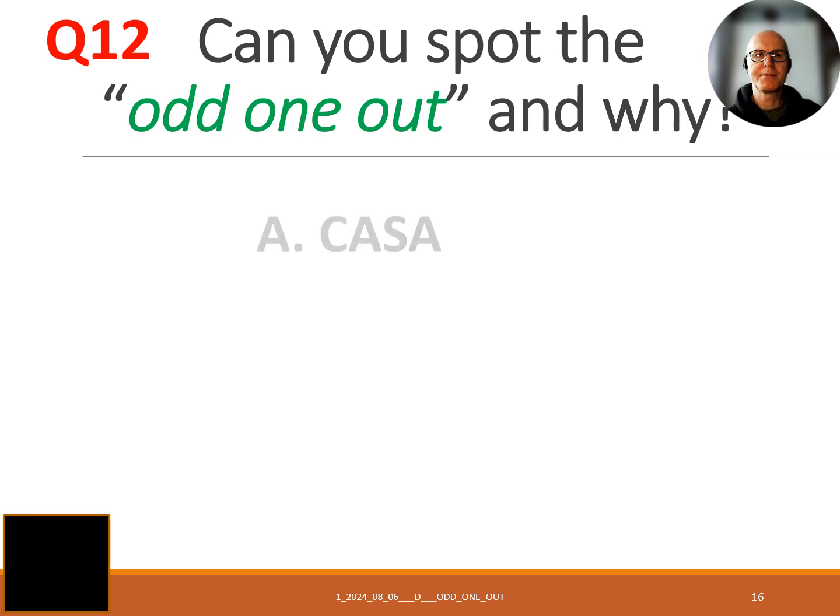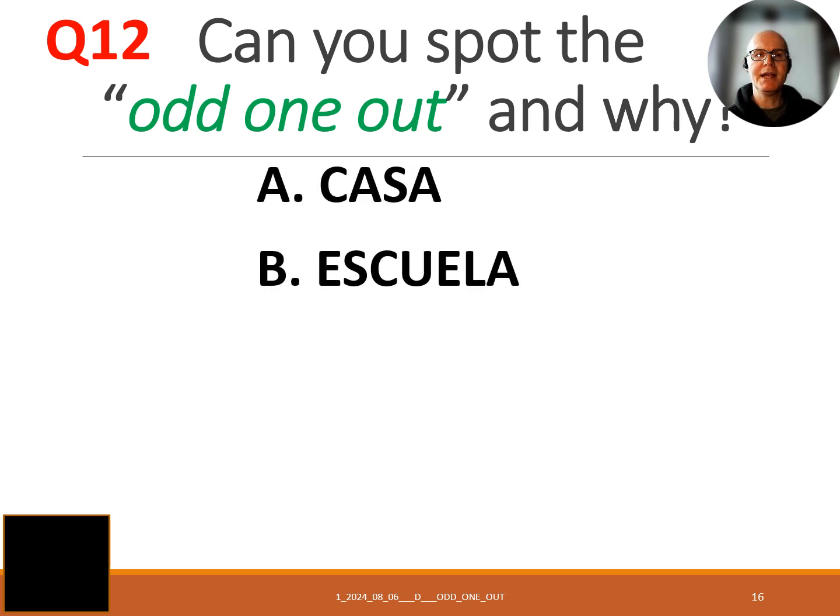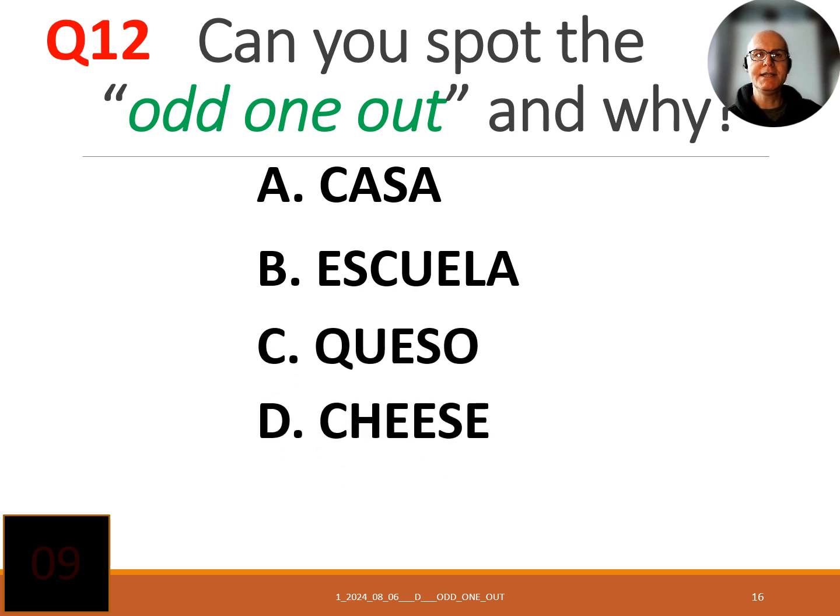Question 12. A, casa. B, escuela. C, queso. D, cheese. What's the odd one out and why?